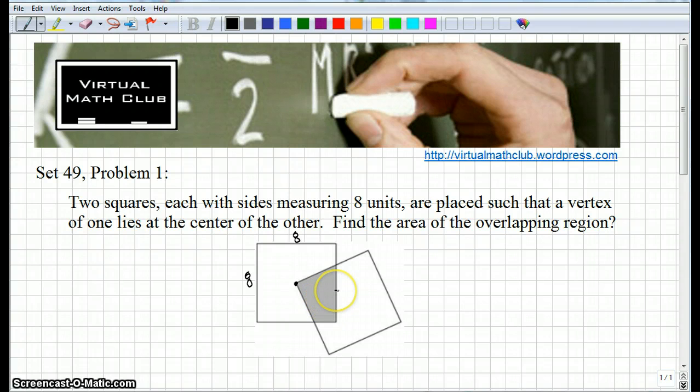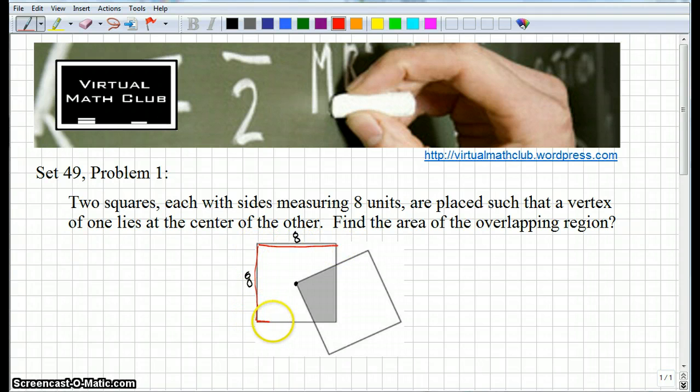Alright, so my hint to you on this one would be to imagine what would happen if this was a pivot point and we were pivoting this square out here. Maybe I should make it some kind of color. Let's make it red.